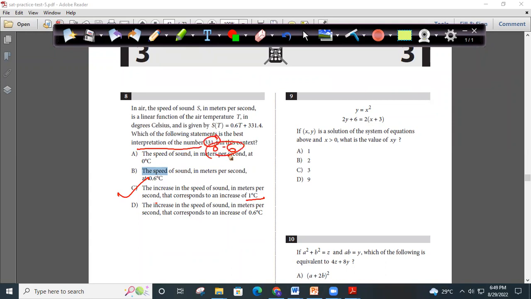This is how you need to solve the questions. This is how you need to relate the questions. This is how you need to be clear in the questions. Then only you'll be able to solve the questions here. The increase in speed of sound in meters per second that corresponds to an increase of 0.6 degrees is completely meaningless.